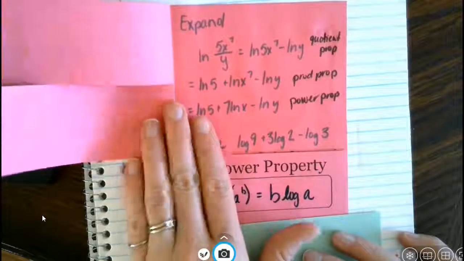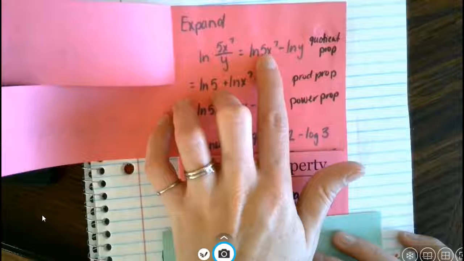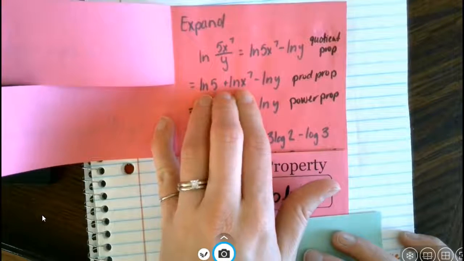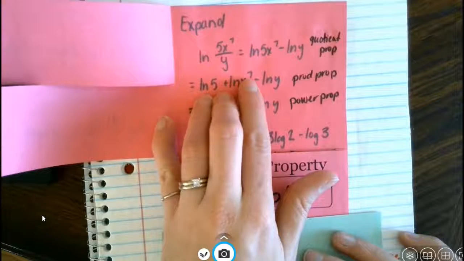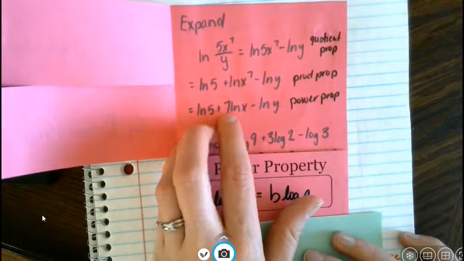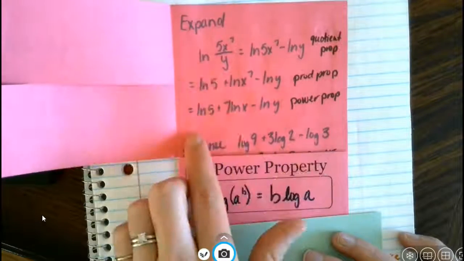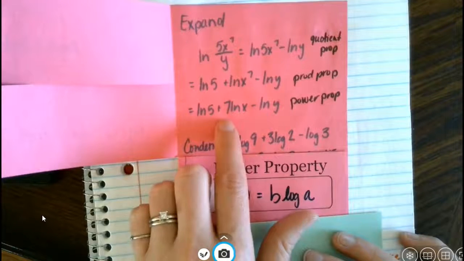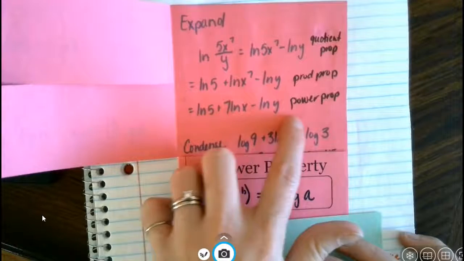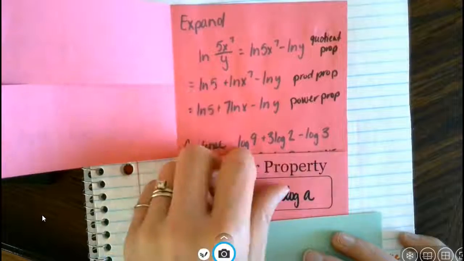Well, now I see I have another step because I'm multiplying some things together. So I can use my product property to break those apart into addition. I'm not quite done because I see I have something with an exponent. So to deal with that, I have to use my power property and pull that exponent out front. So to expand this piece right here, I end up with a natural log of 5 plus 7 times the natural log of x minus the natural log of y. So using all three of my properties together, I was able to expand it.